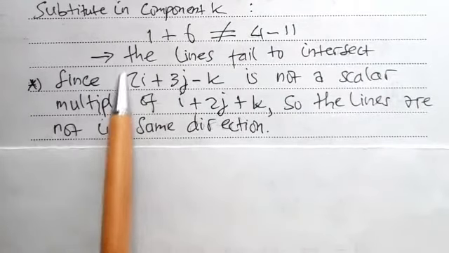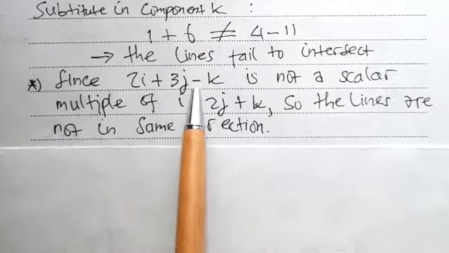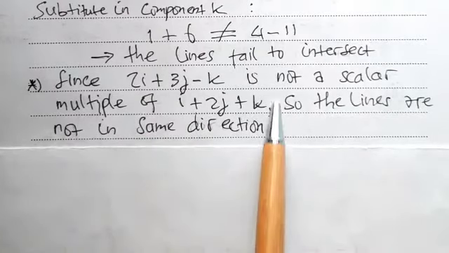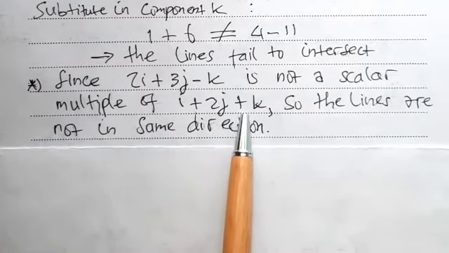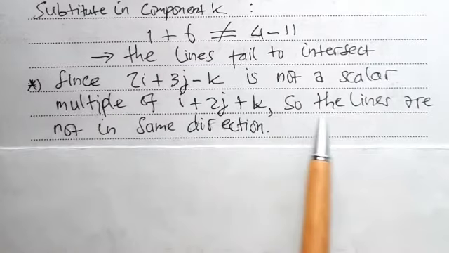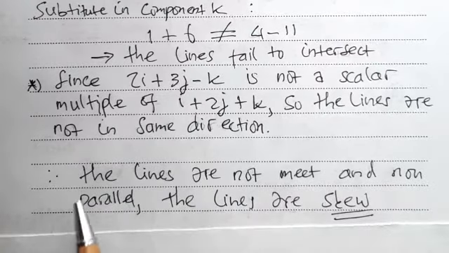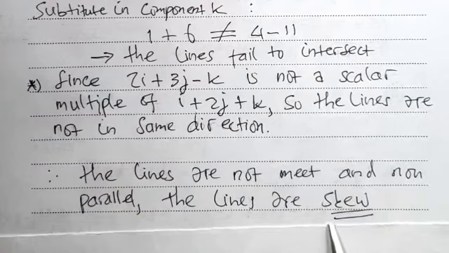The direction vector of line L, that is 2i plus 3j minus k, is not a scalar multiple of the direction vector of line M. The direction vector of line M is i plus 2j plus k. So the lines are not in the same direction. Thus the lines do not meet and are non-parallel. Thus the lines are skew. Thus the lines L and M are skew.